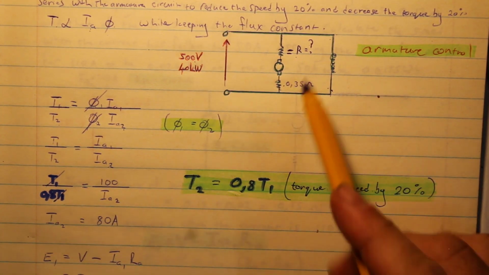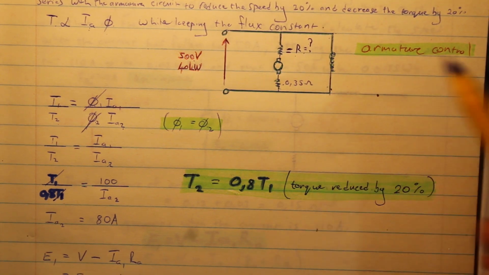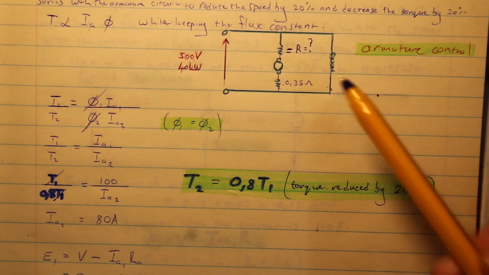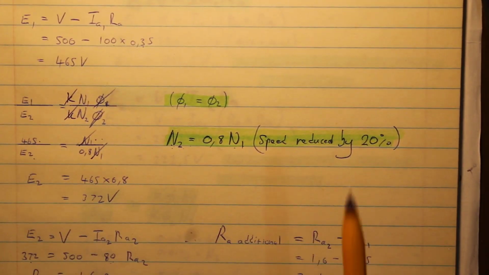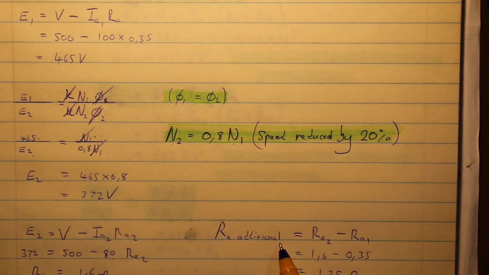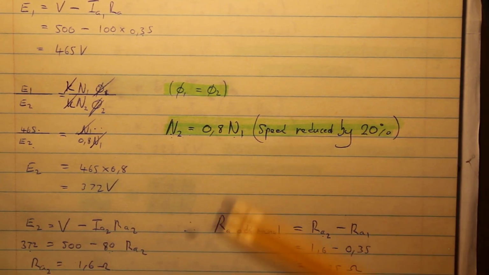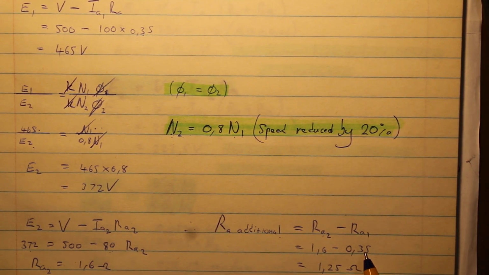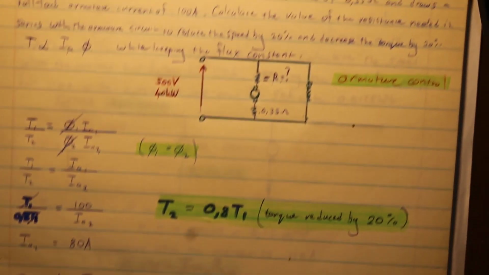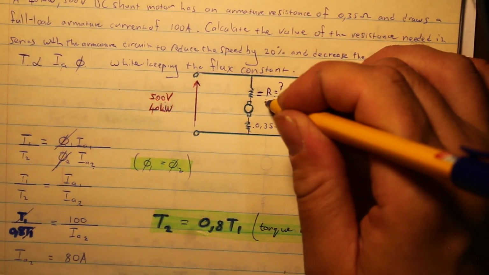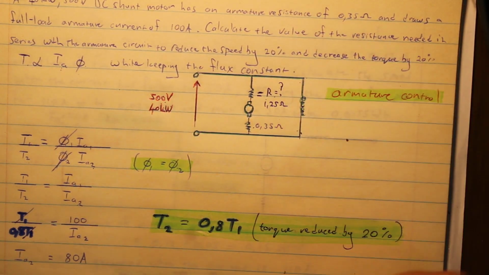So how would we get what this resistor is? Very simple. We would just subtract. So I'll show you over here. The additional resistance is the total armature resistance which we calculated, which is the armature plus the resistor we put in series with it, and we subtract the armature resistance from that, and we get 1,25 ohms. So this resistor that we're going to add is going to be 1,25 ohms. And when we add that resistor, we are going to be slowing down the motor.